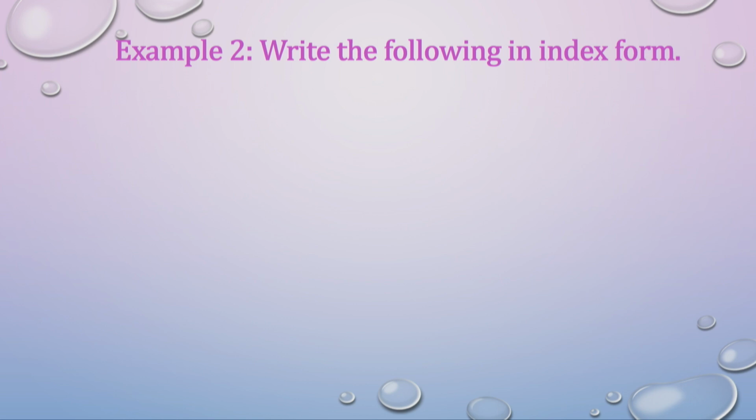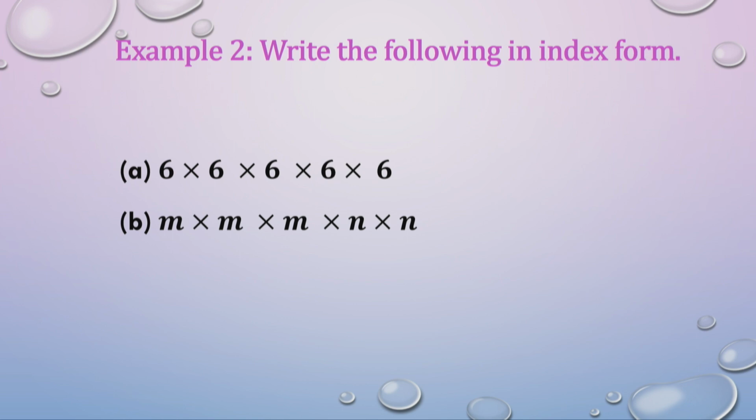A second example. Now we are going to learn how to write in index form. Part A. We have 6 times 6 times 6 times 6 times 6. So here 6 is being multiplied by itself 5 times. Part B. M times M times M times N times N. And part C. A times A times B times B times B times C.